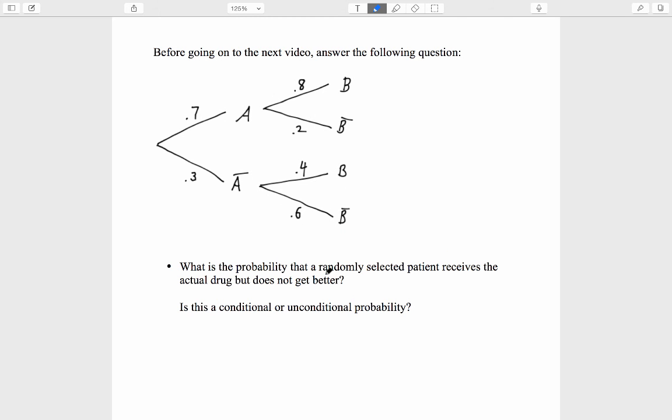Before going on to the next video, answer the following question. What is the probability that a randomly selected patient receives the actual drug but does not get better? Is this a conditional or unconditional probability?